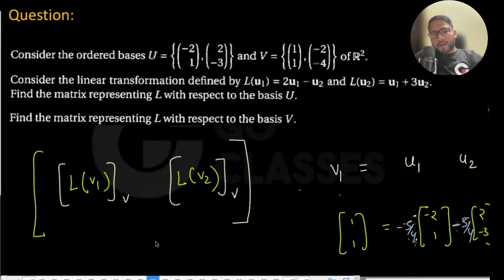Now you can take L of V1, right? And then whatever you get, it will be a similar kind of computation. Whatever you get, you again need to multiply by V inverse to convert that to in the V.